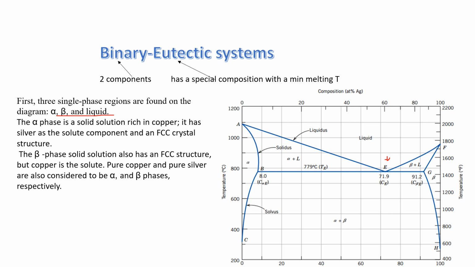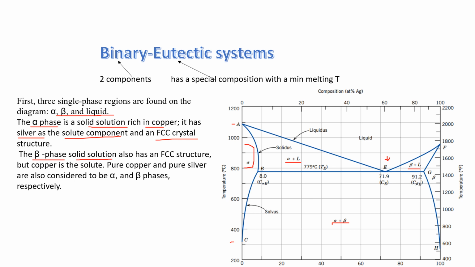The eutectic point is E, and there are also mixed two phase regions. How many two phase regions can we identify? One is alpha plus liquid, the other is beta plus liquid, and the third one is alpha plus beta, both solids. The alpha phase is a solid solution rich in copper. It has silver as the solute component and an FCC crystal structure. This is the alpha region.